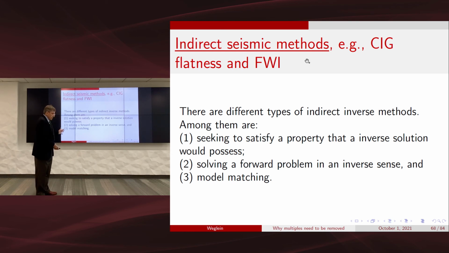So now we're moving to indirect methods. Indirect methods have different forms. One is to satisfy a property, like common image gather flatness. Yes, that's a property that you assume an image would satisfy if you had the correct velocity. That property is for primaries, so it assumes going in that multiples have been removed. The second type of indirect method is model matching, like FWI. Yes?